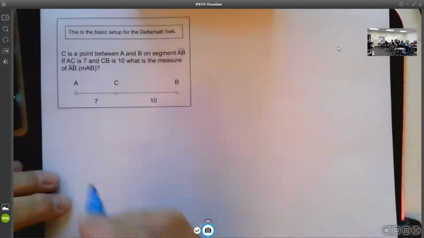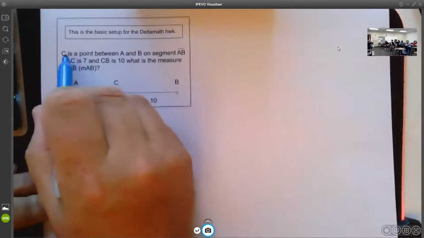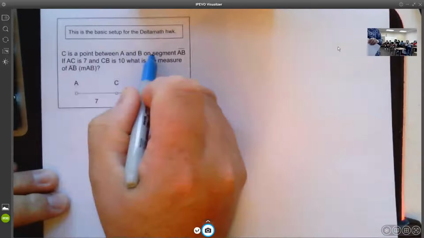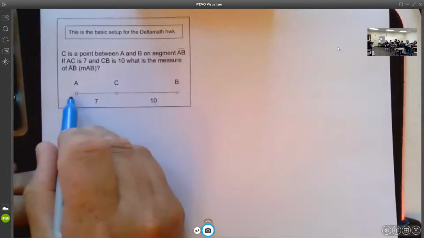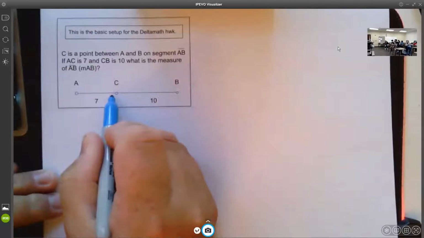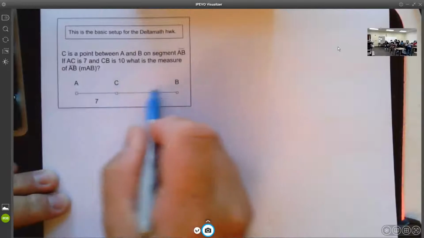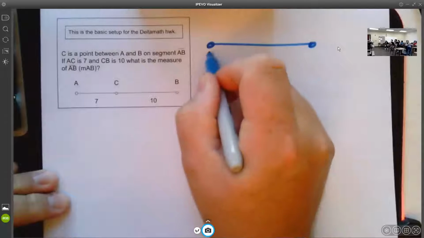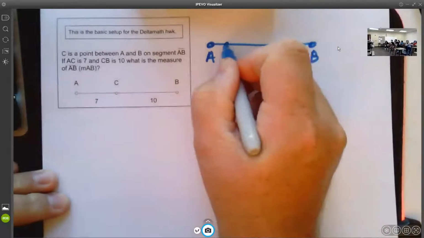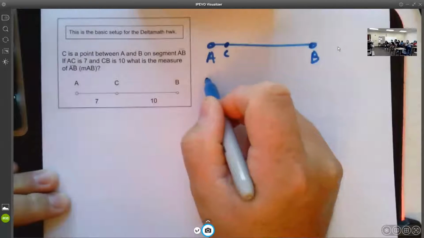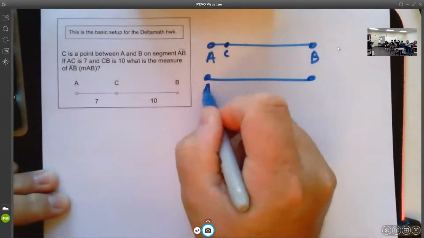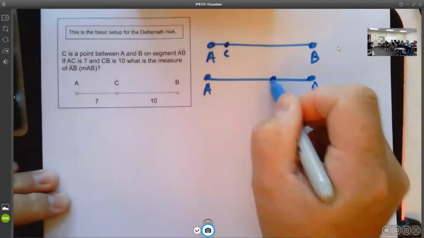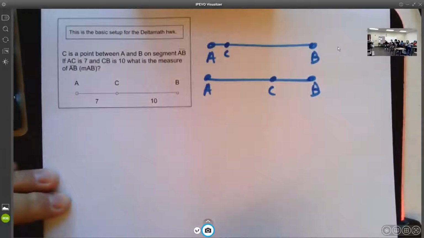Okay. So it says C is a point between A and B. So A and B, C is somewhere in the middle. Now, I don't know where in the middle. I could have A here, B here, C could be over here, or maybe it's A here, B here, C could be over here. I don't really know where it is yet.